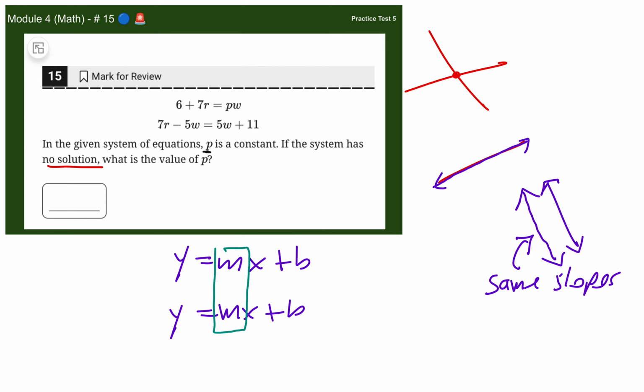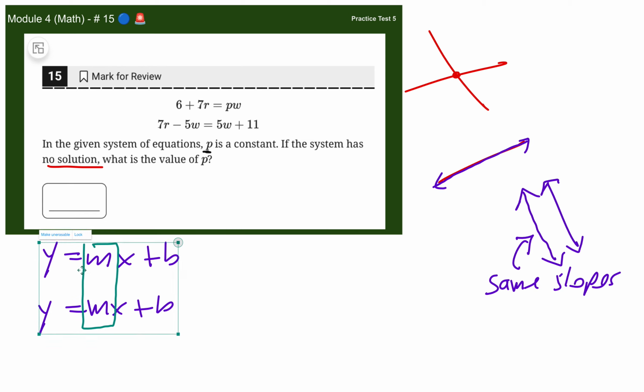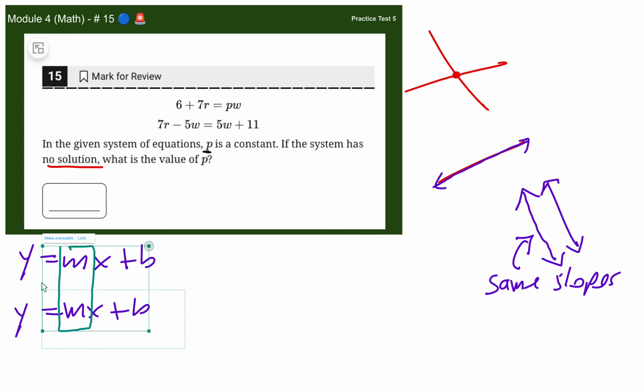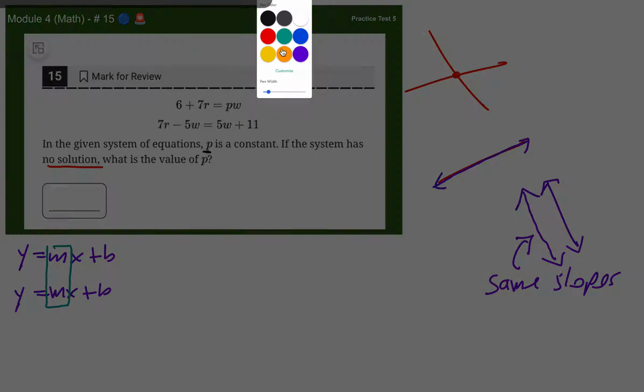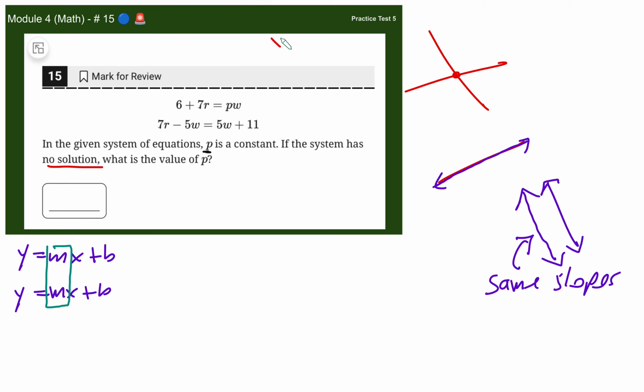All right, so what we're going to do is put both equations in y equals mx plus b format. Well, what's weird about this problem is we don't have y and x. We have r and w. Those are our variables. Normally they're in alphabetical order: x comes before y, just like r comes before w. So r is going to be x and w is going to be y.